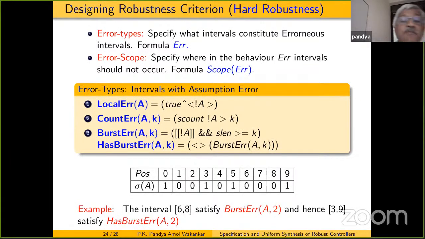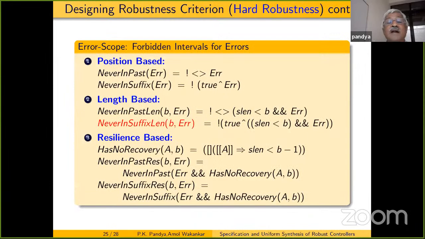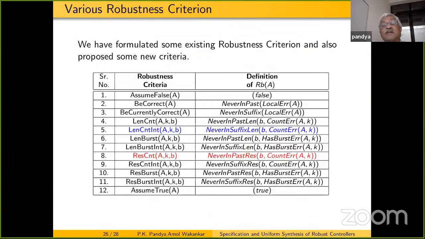Maybe I don't have time to go into it, so I will skip this, but using this kind of theory, we build a large number of robustness criteria. The one in green was the one that we saw: in the last b cycles, there are at most k assumption violations. Under this kind of relaxation of assumption violation, we want to synthesize a controller. This is closely related to the k-robustness criterion of Bloem and others.